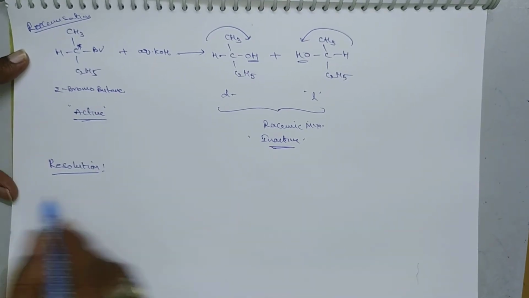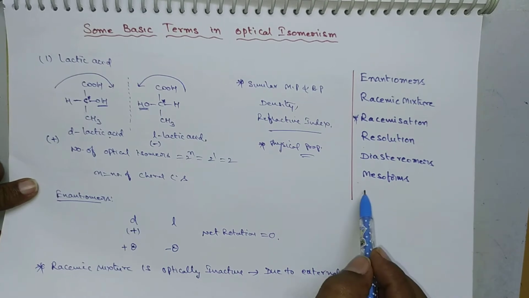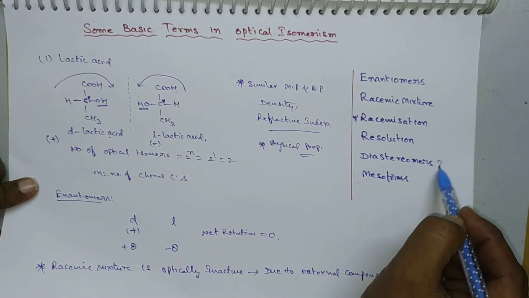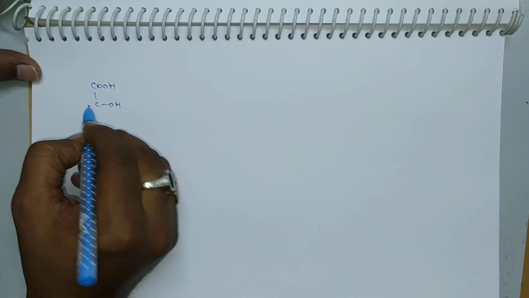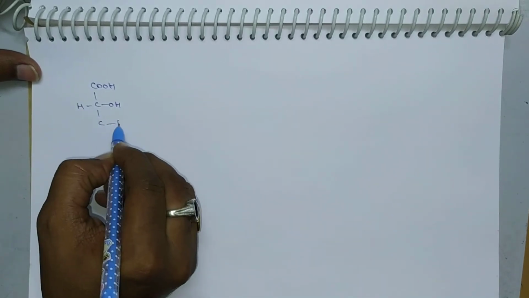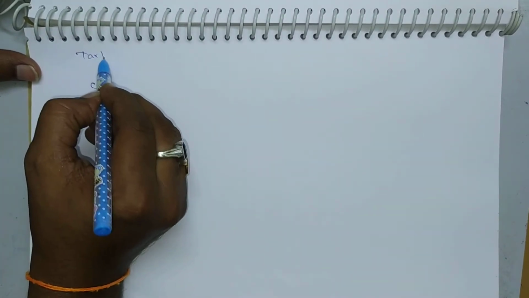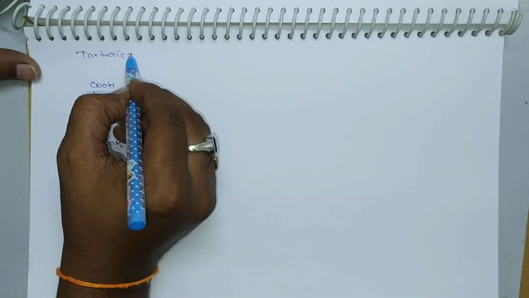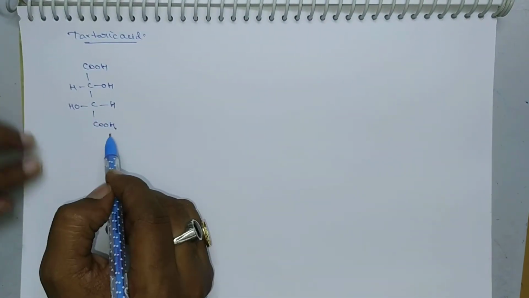And next one, diastereomers and meso forms. These two can be explained by taking another example, that is tartaric acid. If you take tartaric acid, the molecular formula or the structure is like this. So this is tartaric acid. You know very well tartaric acid is present in tamarind. So this is the structure of tartaric acid.